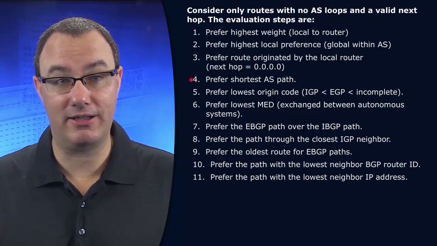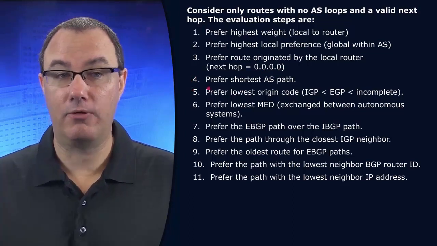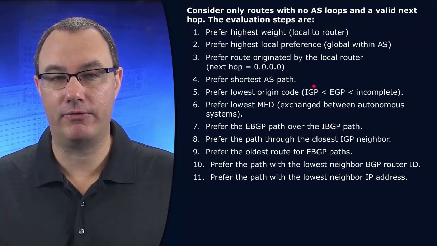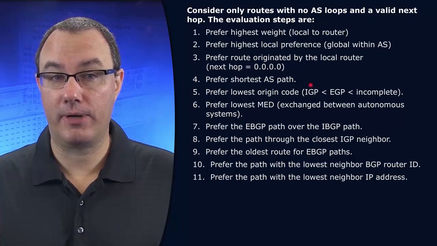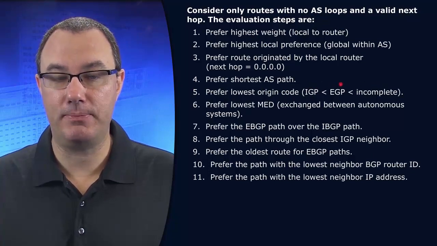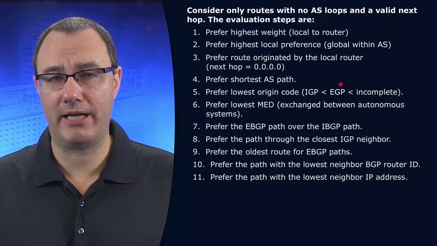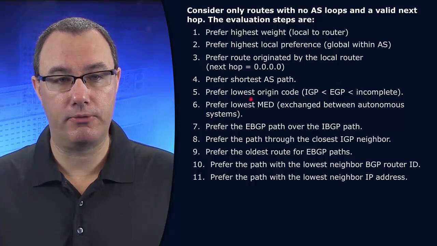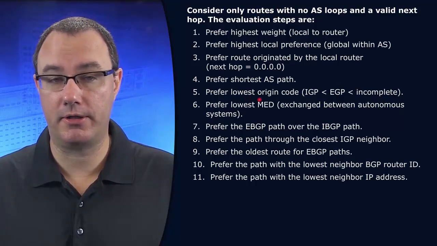And yes, I'm reading these. Let's go through. Prefer the lowest origin code. IGP is when we have the network command install the route. Incomplete is when we redistribute the route. EGP is when it came from the predecessor of BGP. We won't see this. Then prefer the lowest MED, multi-exit discriminator, also called the metric.